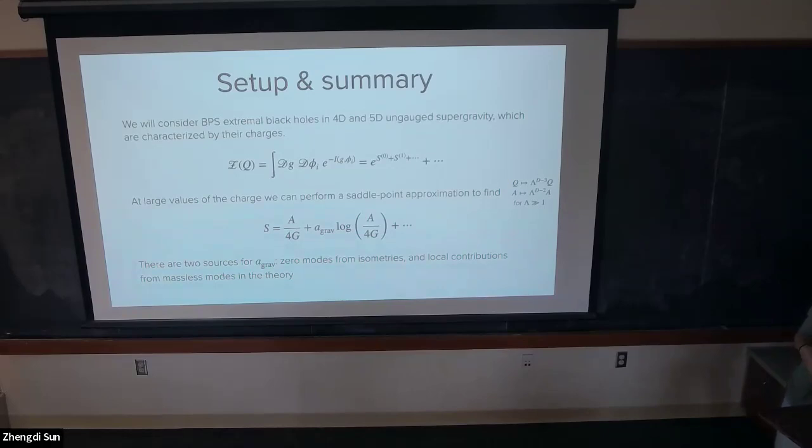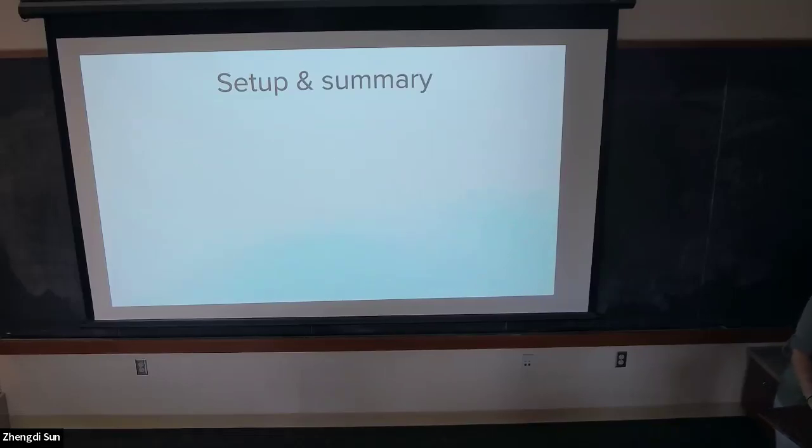One contribution is from zero modes due to isometries in the solution. And there can be some local contributions from massless modes in the theory. The way that you compute these is by doing a one loop determinant around the classical saddle of the path integral. All right, so that's basically all I'm going to say about the gravitational computation. From now on, we'll focus on the microscopics behind this formula. So what are the isometries here? Yeah, they're symmetries of the geometry.